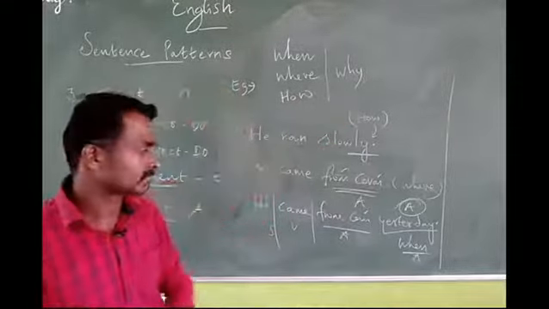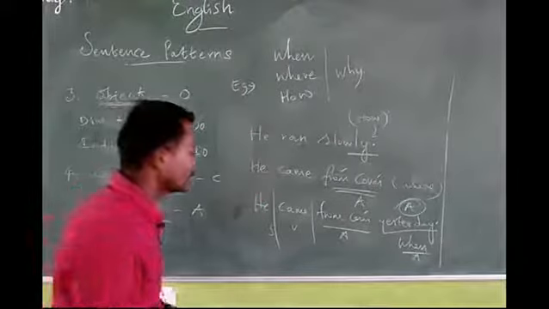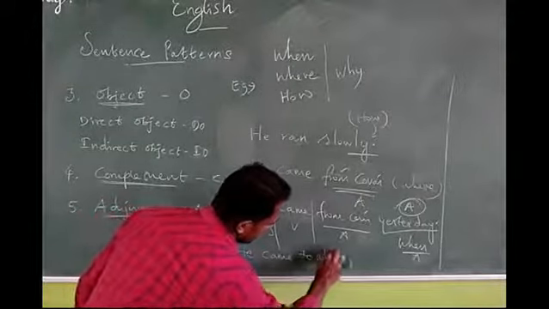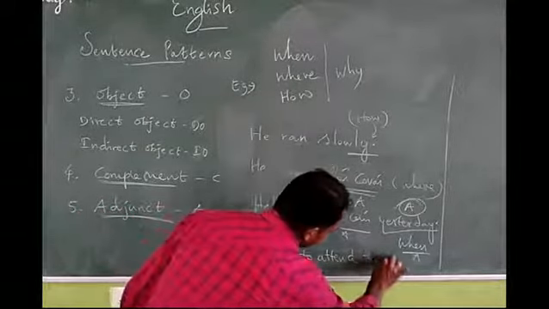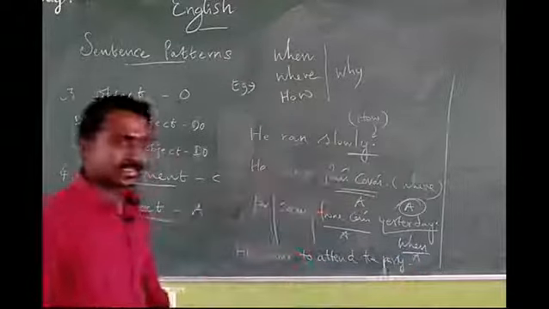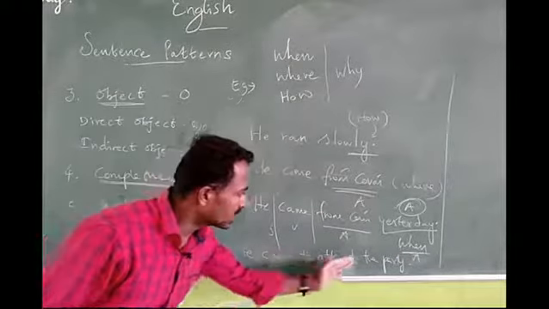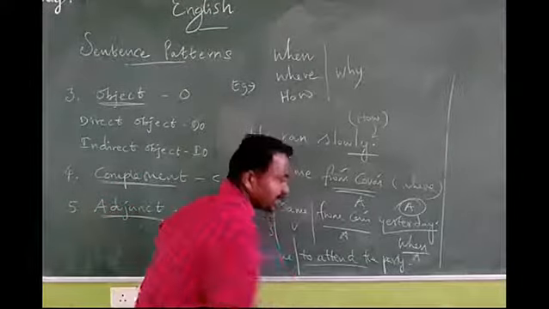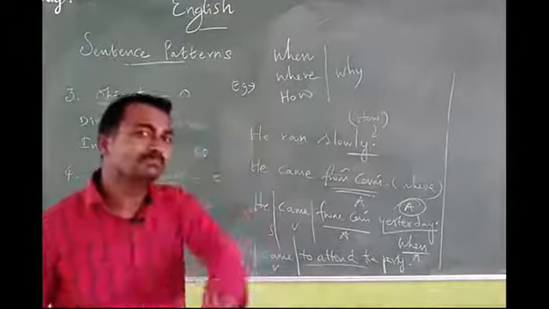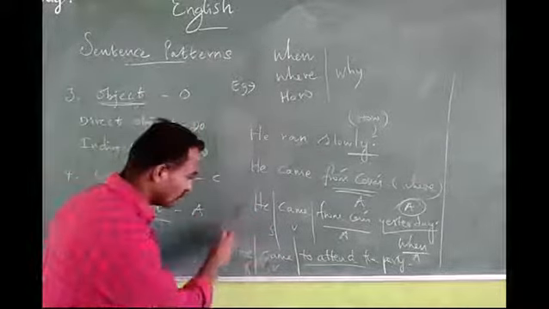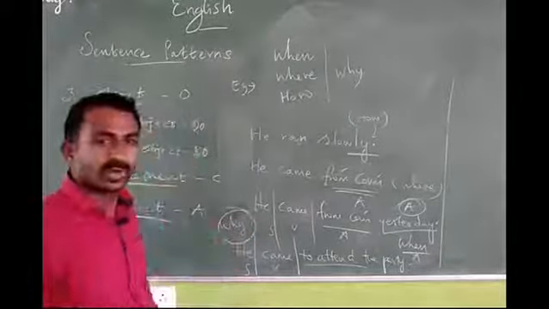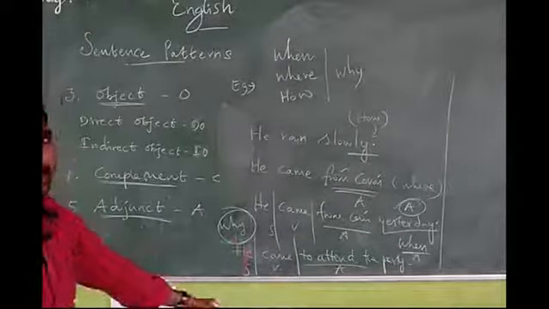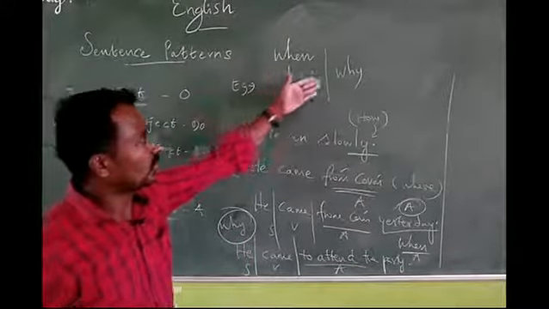Then why? Can we ask the question why? Here, he came to attend the party. See the sentence. He came to attend the party. Here he is the subject, came is the verb, and to attend the party. Why did he come? Here is the question. Why refers to agent. See the four ways I raise the questions: when, where, how, and why.